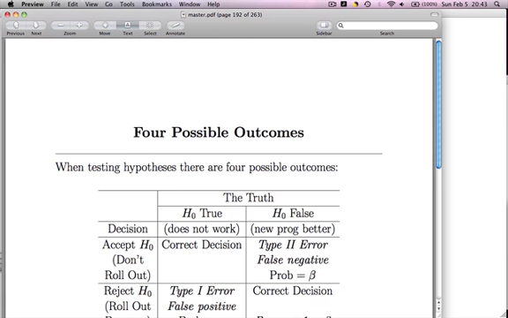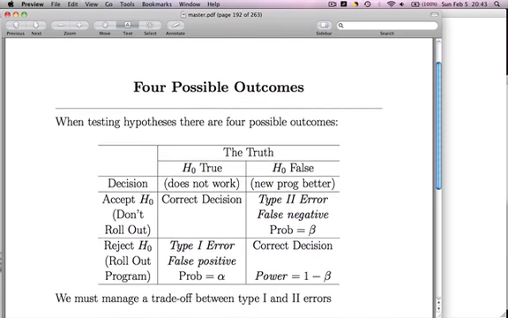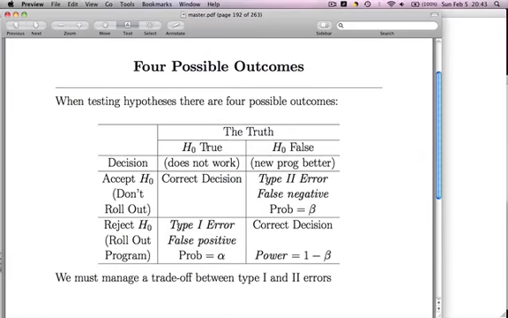Before we get to analyzing it, let's think about what could happen. In truth, either H0 is true, meaning the new program is no better than the old, so the new program really doesn't work any better, or H0 is false, where the new program is better. Now we have to make a decision. Either we accept H0 and don't roll out the new program, or we reject H0, conclude that it's better than the old, and roll it out. If H0 is true, and we decide not to roll it out, we've done the right thing.